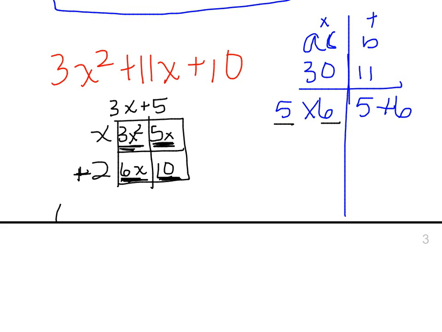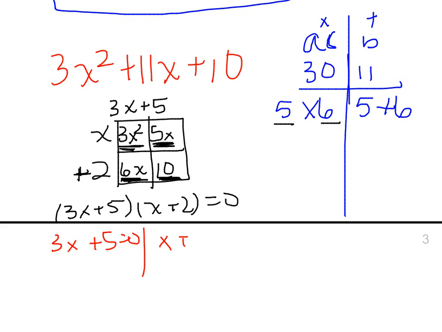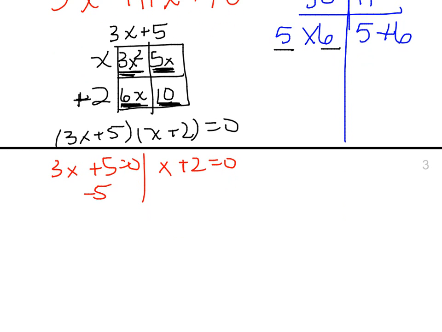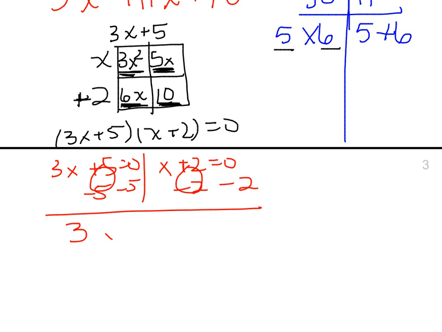So now our factors are 3x plus 5, x plus 2 equals 0. And we would do the same process of 3x plus 5 equals 0, or x plus 2 equals 0. And we will solve these the same way that we just solved the other ones. But for time's sake, I'm actually going to do it because I want to see which one actually gets us there faster. We got 3x equals negative 5, divided by 3. X is negative 5 thirds. And here we just get x is negative 2.